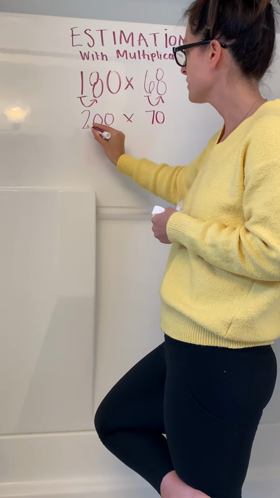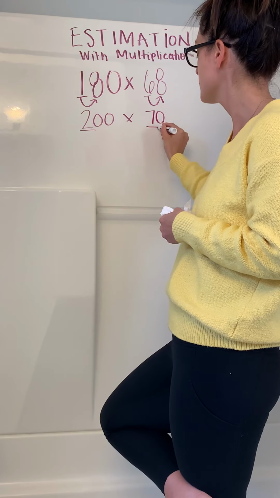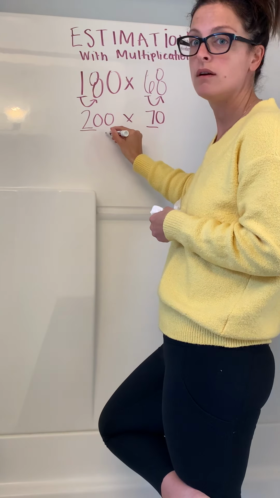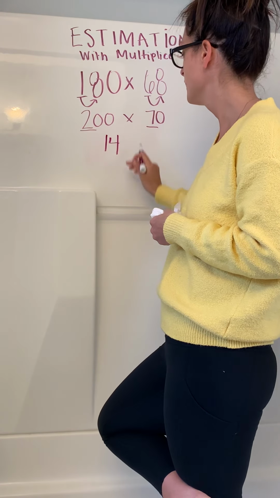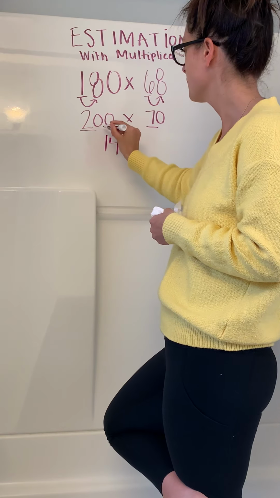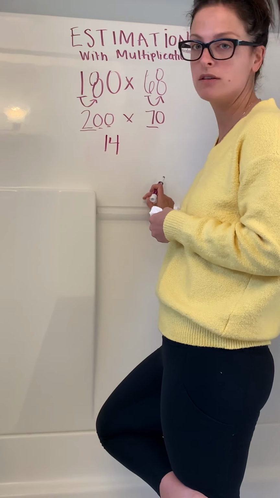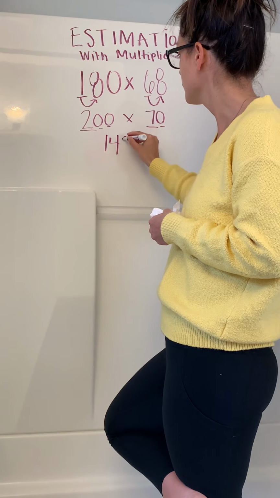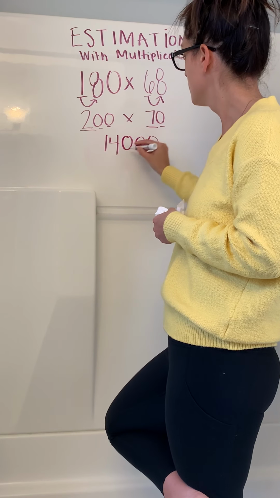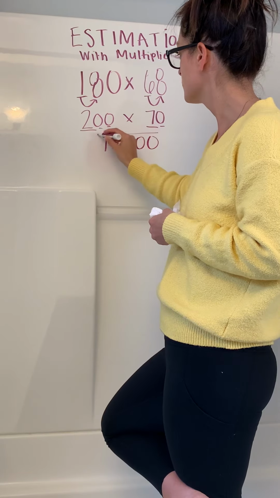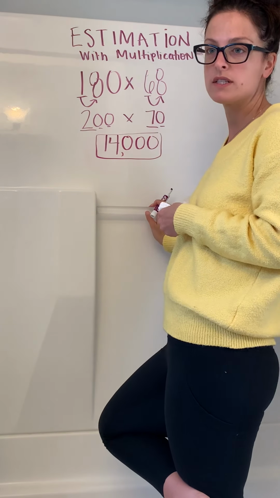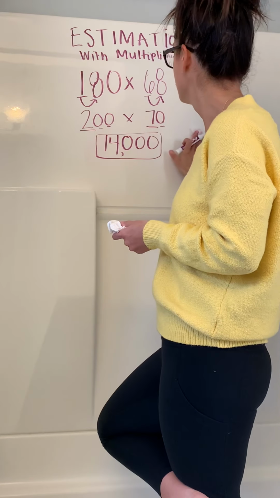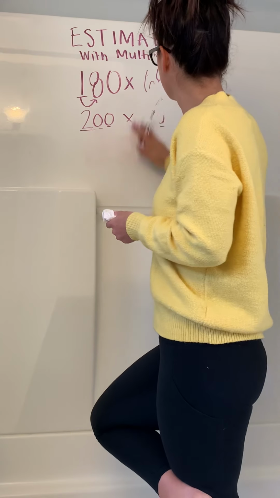So now I'm going to multiply 2 times 7, okay, and 2 times 7 is 14. And now I'm going to add in my 2 zeros for my hundreds and my 1 zero for my tens. So I'm going to add in 3 zeros. So my answer is 14,000. Easy peasy, right?